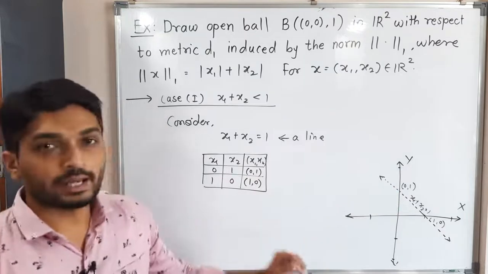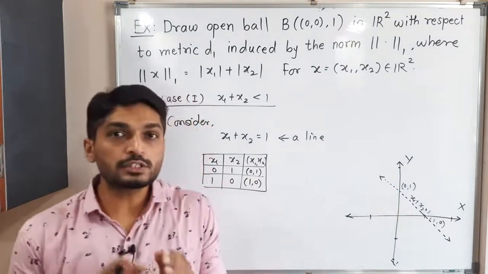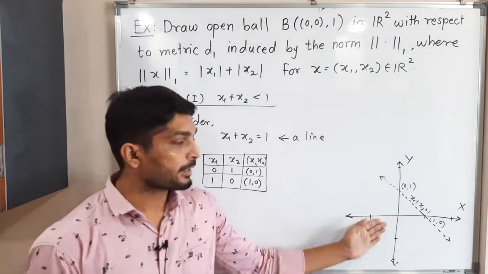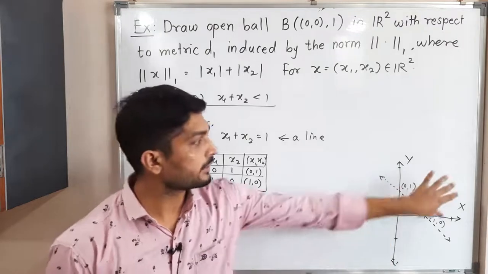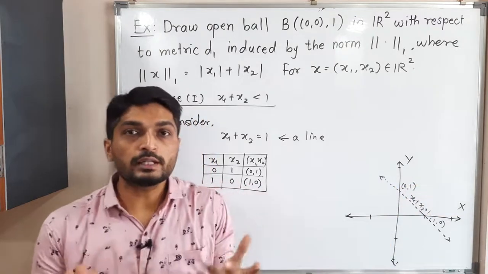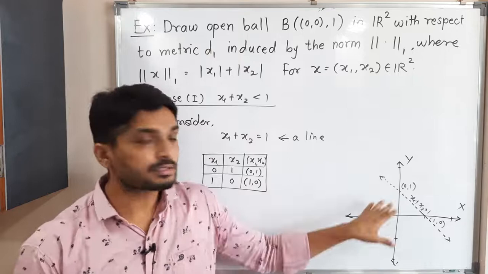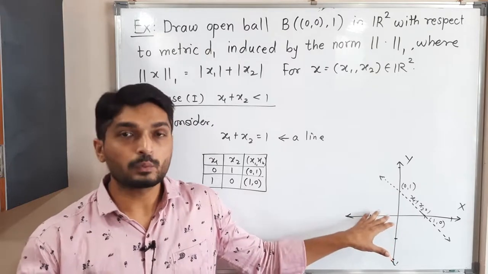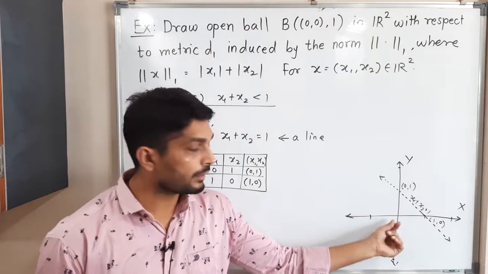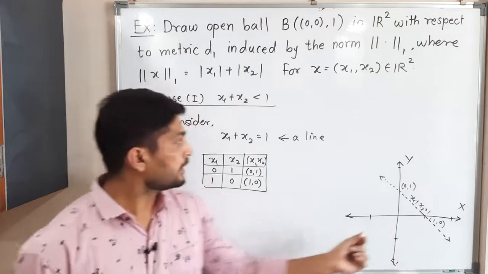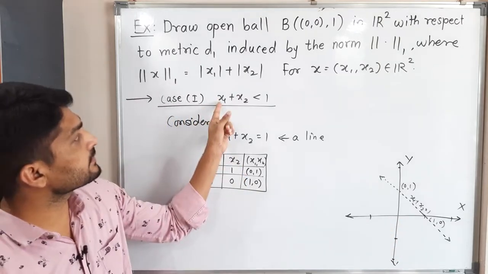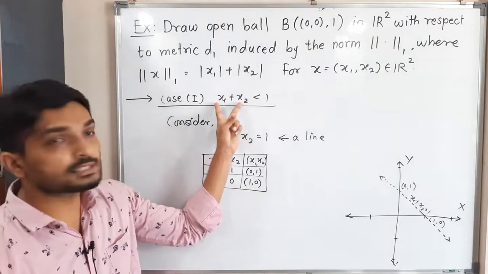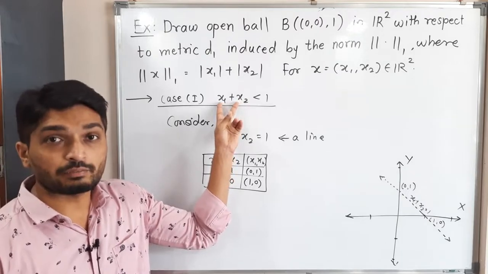Because of this line the region is divided into two parts, this side of the line and that side. Maybe you will get confused about which side our region lies. We have a very simple technique. We have the origin (0, 0). Let us put it here. If I put x1 equal to 0 and x2 equal to 0, what will be the left-hand side?